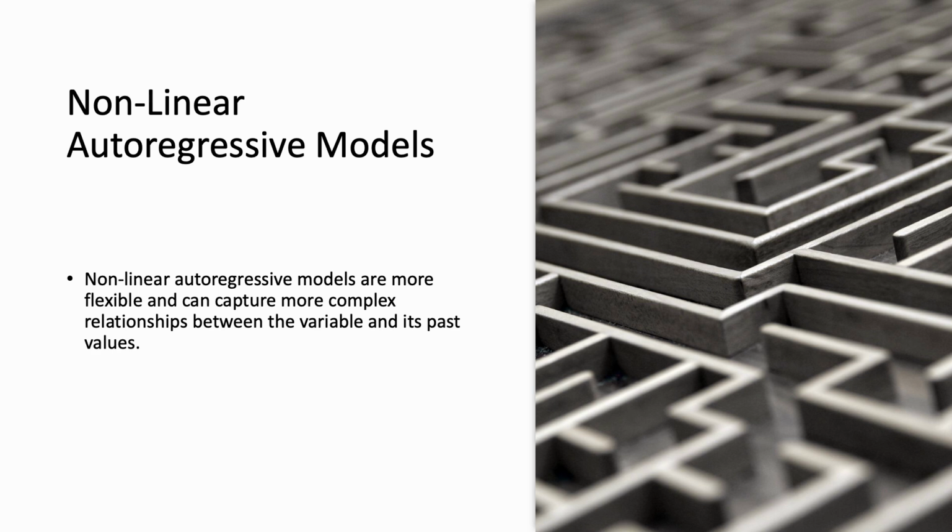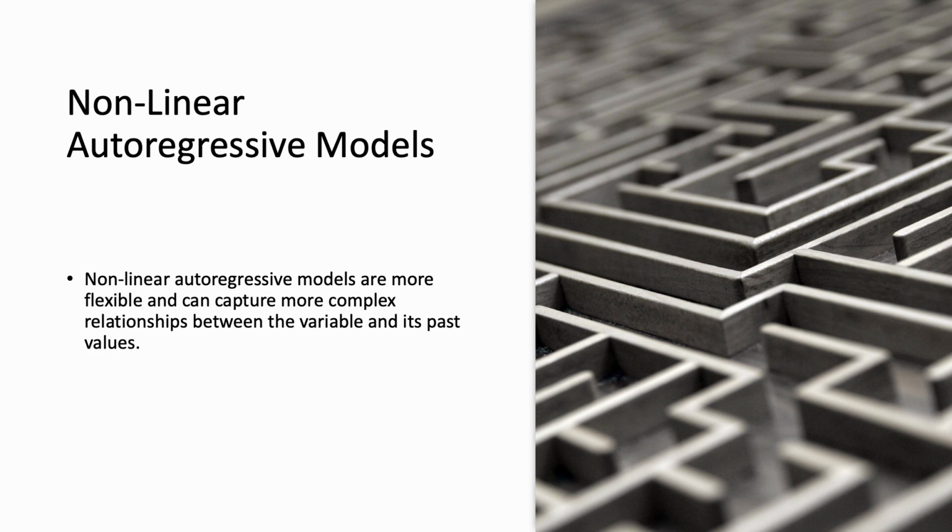The NARX model uses a nonlinear function such as a neural network to map the past values of the time series and exogenous variables to the current value of the time series. Another type of nonlinear autoregressive model is the nonlinear autoregressive moving average, or NARMA. NARMA models are a generalization of linear autoregressive moving average, or ARMA, models that allow for nonlinear relationships between the current value of the time series and the past values.